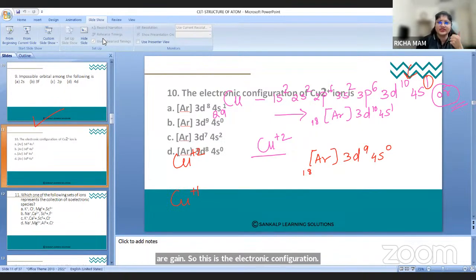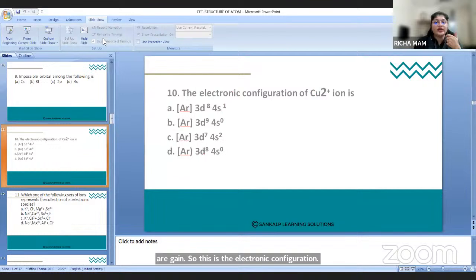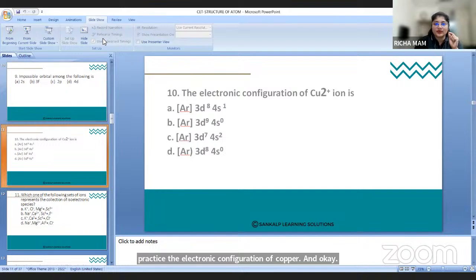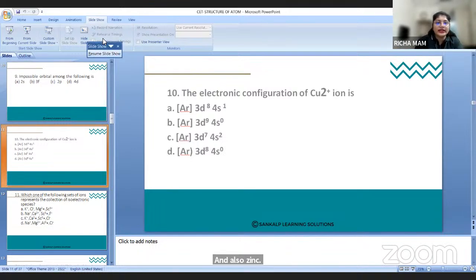For PUC first year, the electronic configuration is very important. So please practice the electronic configuration of chromium and copper, both chromium and copper. It is very important. And also zinc. Okay, fine. Let us go for the next question.